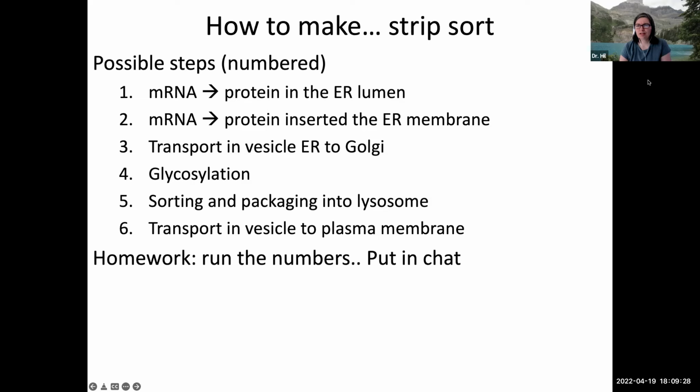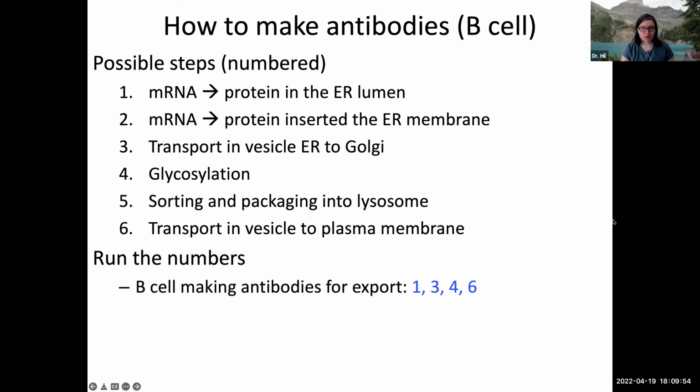So put in your last guesses. If you're a B cell, your goal is to secrete antibodies, protein antibodies outside the cell. Which of these 6 steps, not all of them, but which of these 6 steps in what order is required to accomplish that task? So I'm going to reveal the answer and then talk you through it.